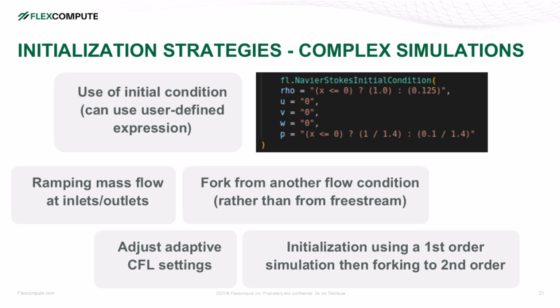Another method is to fork from simpler, already converged cases. For example, if you have a complicated configuration near stall, you can first run a simpler case at a lower angle of attack to convergence, and then use that solution as the initial condition for the more challenging case. Similarly, for very complicated flow simulations, you may choose to run an initial first-order or more dissipative simulation to obtain a robust baseline, then fork to a higher order or lower dissipation setup once the flow is reasonably established.